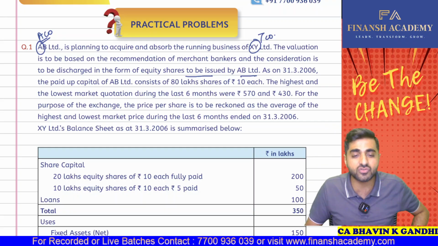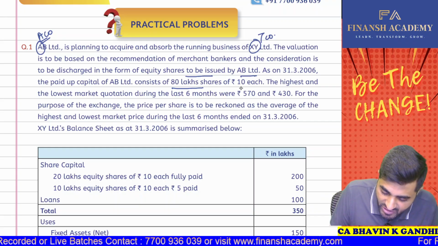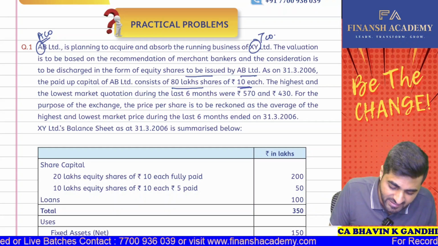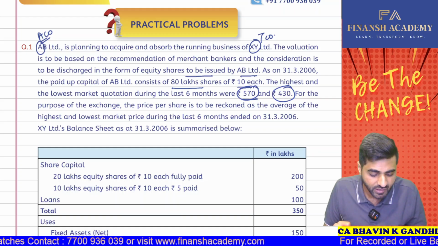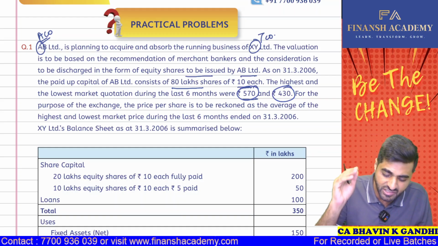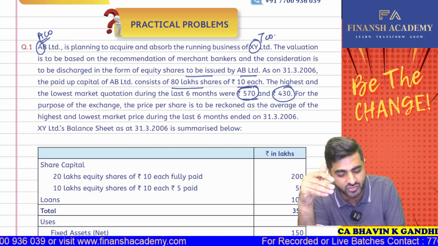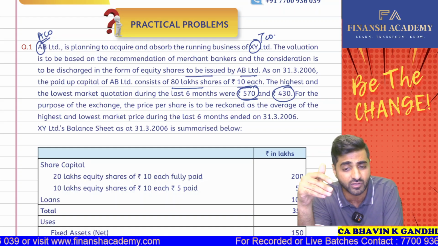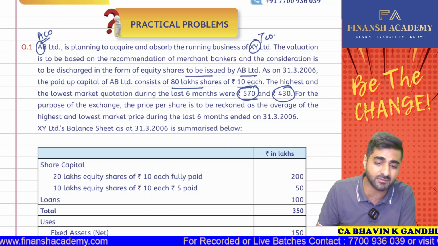As on 31st of March 2006, the paid up capital of AB consists of 80 lakh shares of rupees 10 each, and the highest and the lowest market quotation during the last 6 months was 570 and 430. For the purpose of the exchange, the price of the share is to be reckoned as the average of the highest and the lowest market price during the last 6 months ended 31st March 2006. And XY's balance sheet as at 31st March 2006 is summarized below.